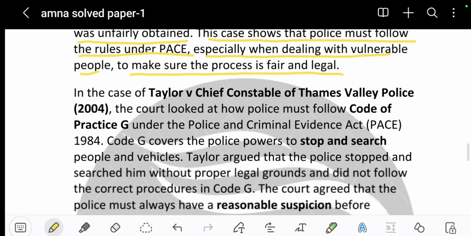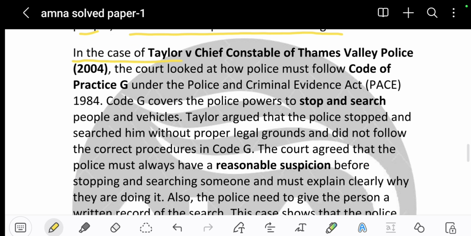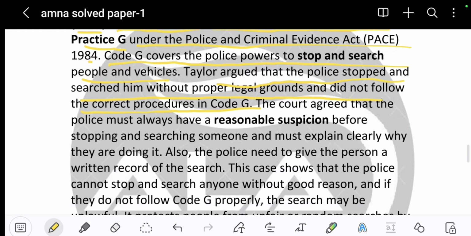Now I'm going to my next point. In the case of Taylor v Chief Constable of Thames Valley Police 2004, the court looked at how police must follow Code of Practice G under the Police and Criminal Evidence Act, PACE 1984. Code G covers the police powers to stop and search people and vehicles. Taylor argued that the police stopped and searched him without proper legal grounds and did not follow the correct procedures in Code G. The court agreed that the police must always have a reasonable suspicion before stopping and searching someone and must explain clearly why they are doing it.